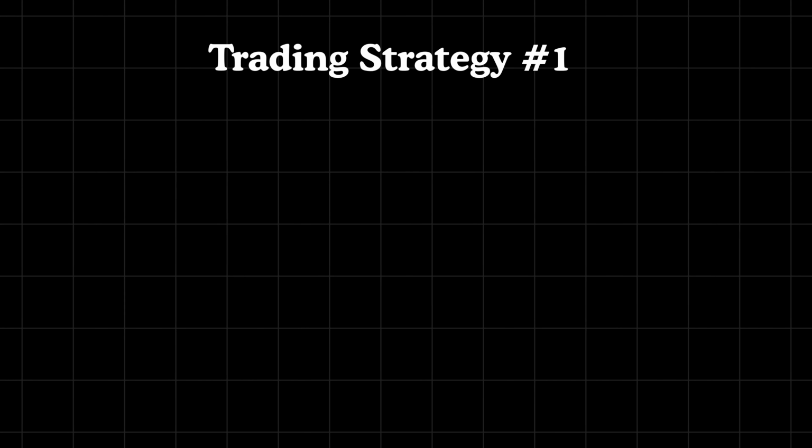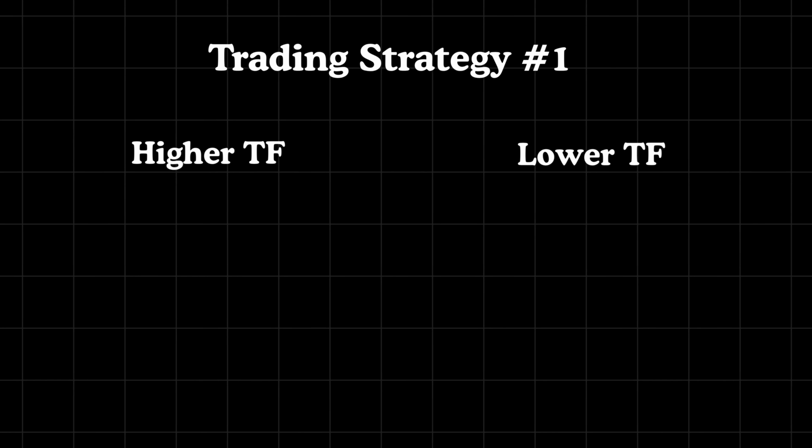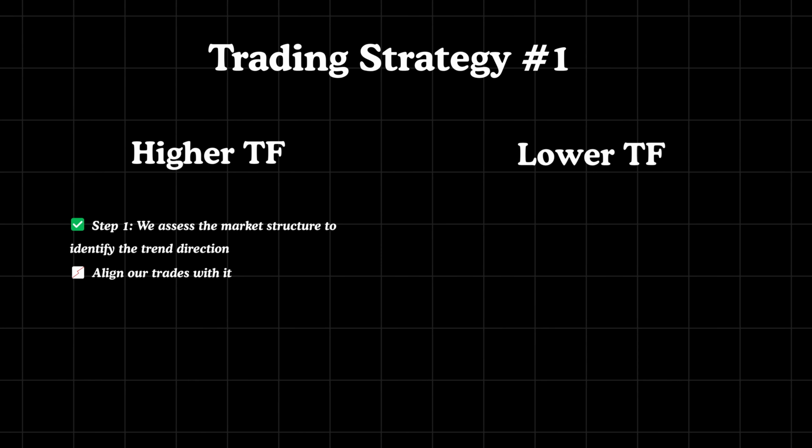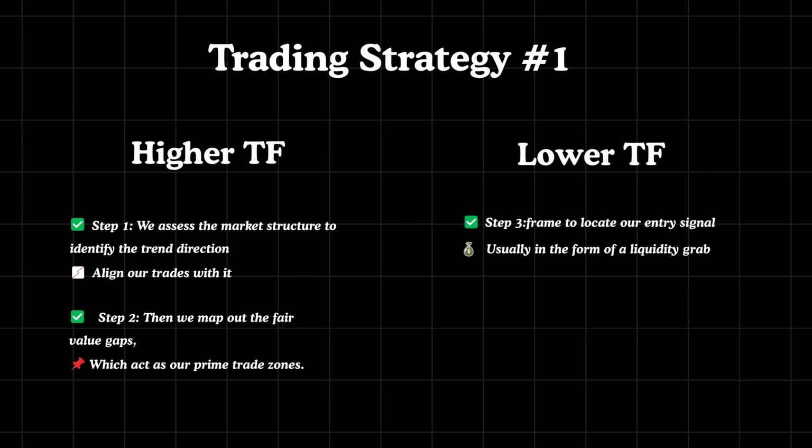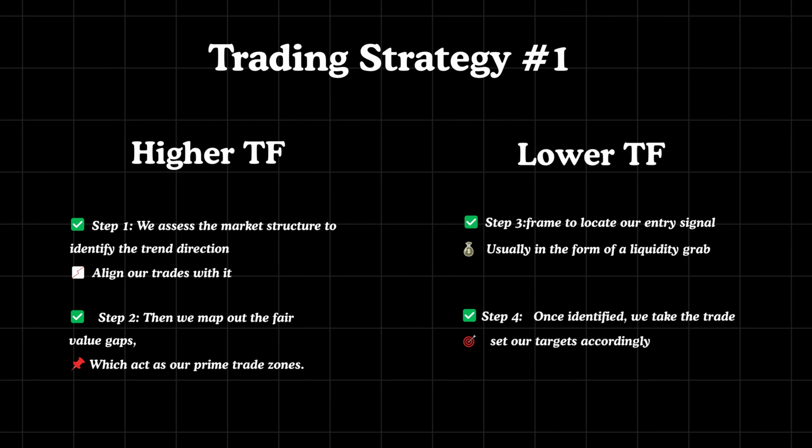In this trading strategy, we operate using 2 time frames. On the higher time frame, we assess the market structure to identify the trend direction and align our trades with it. This involves spotting structure breaks and character shifts. Then we map out the fair value gaps, which act as our prime trade zones. After that, we switch to the lower time frame to locate our entry signal, usually in the form of a liquidity grab. Once identified, we take the trade and set our targets accordingly.